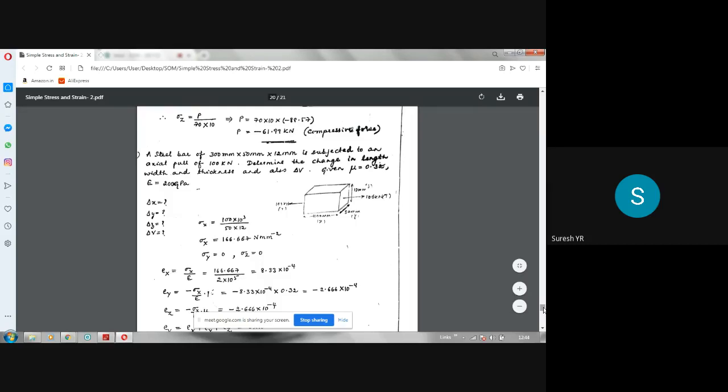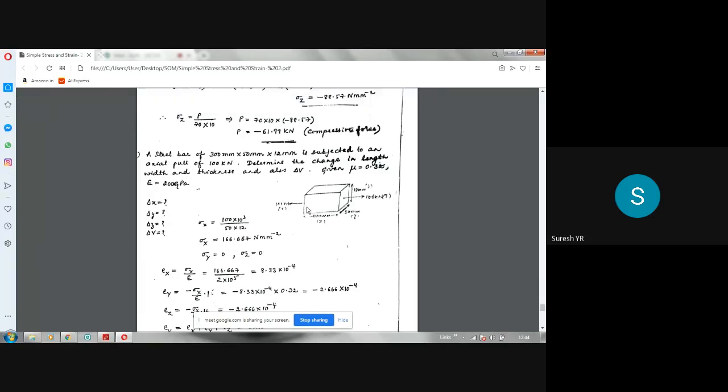Okay, next problem. A steel bar of 300 mm by 50 mm by 12 mm is subjected to an axial pull along the length. This is 300, this is 50, this is 12 mm. Axial means the force is acting along the axis of the bar, and it is called axial pull. Pull means tension, push means compression. Please make a note of all these points. Pull means tension force, push means compressive force. So 100 kilonewton is acting along the axis; that is pull, meaning tension.